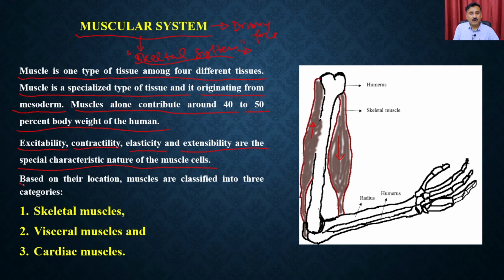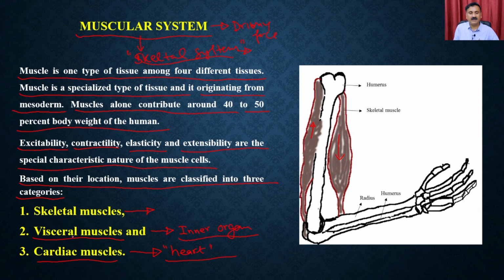Based on the location, the muscles are classified into three different categories. You have the skeletal muscles. As the name suggests, the skeletal muscles are always associated with the skeleton. Then we have the visceral muscles. These visceral muscles are all the muscles present in the internal organs. And then you have the cardiac muscles, which are the muscles that make up the heart.